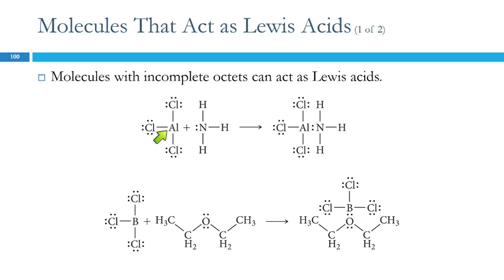So here we have aluminum trichloride. The aluminum has incomplete octets, and so that's where this electron pair can donate to the aluminum, and those can form an adduct. They can get together. So we'd write that Cl3AlNH3.